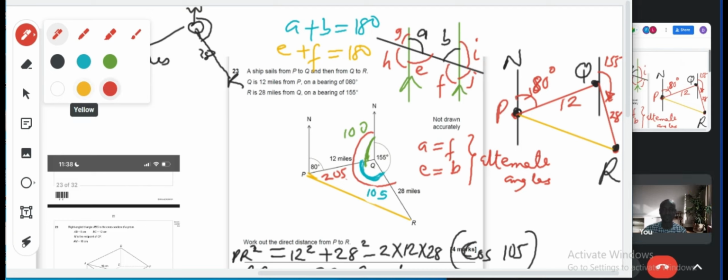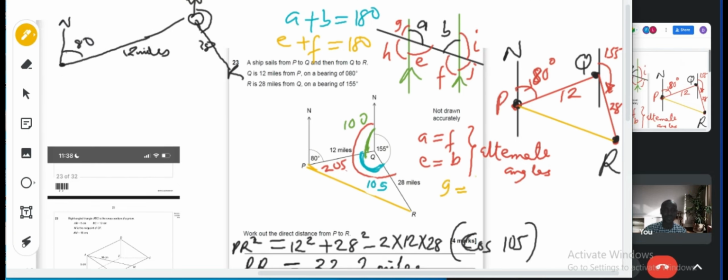So if you pick G, you'd pick B. If you picked H, you'd pick F. If you pick J, that is E. G is equal to B, A is equal to I, H is equal to F, and so on. E is equal to J, and so on. So they are all corresponding. These ones are corresponding angles, and they are also equal.